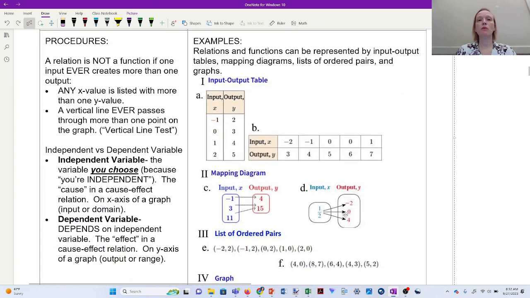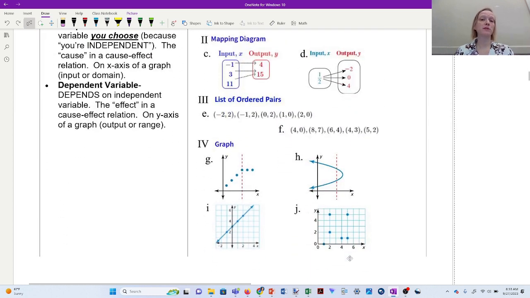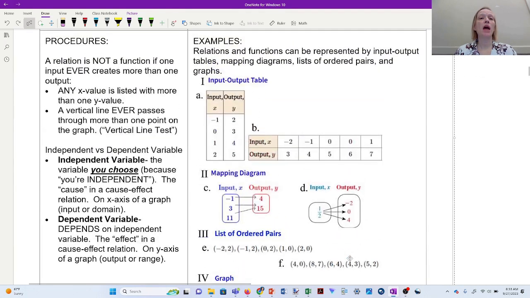So there are a bunch of different ways to represent relations and functions. You can use input-output tables, like these shown here, mapping diagrams, like C and D here, lists of ordered pairs, like E and F here, or graphs. And all of these are ways to show relations and functions, but we're going to figure out, hey, how can I tell if that relation is a function or not?